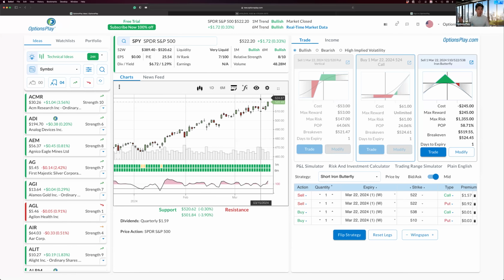Why 30 days for protection? It's really just to reduce the cost, right? When you go out 30 days, the cost of that strangle is virtually the same as the premium you're collecting. So you're not paying anything in terms of the debit to get into the trade. So going out 30 days basically allows you to do it at basically a zero cost, if you will, on that trade.